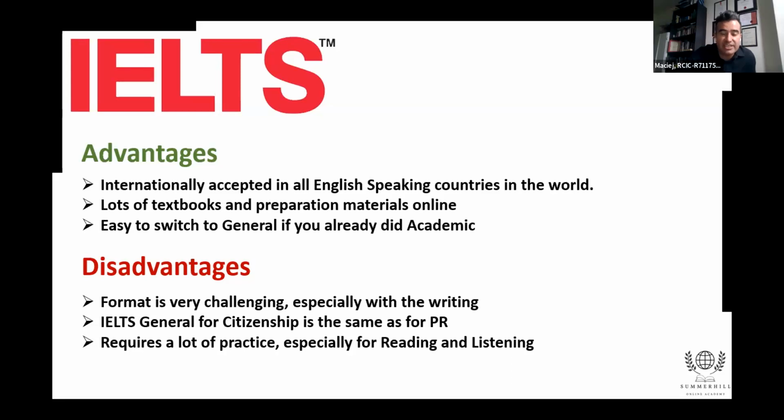Right. And if you've already done IELTS academic, it's easier to switch to IELTS general because these two exams are very similar. The disadvantage is the format is more challenging, especially with the writing. I'd say IELTS writing is a big, big issue for a lot of people.